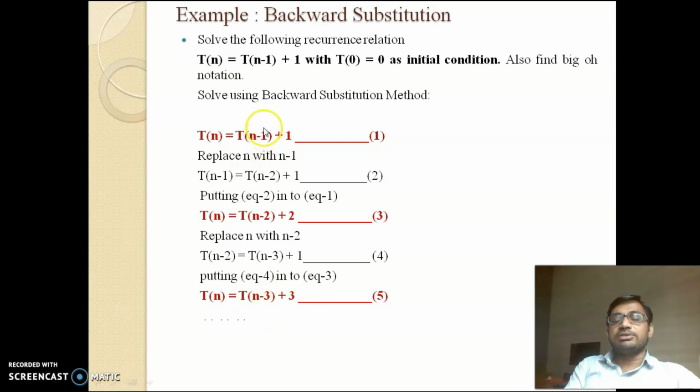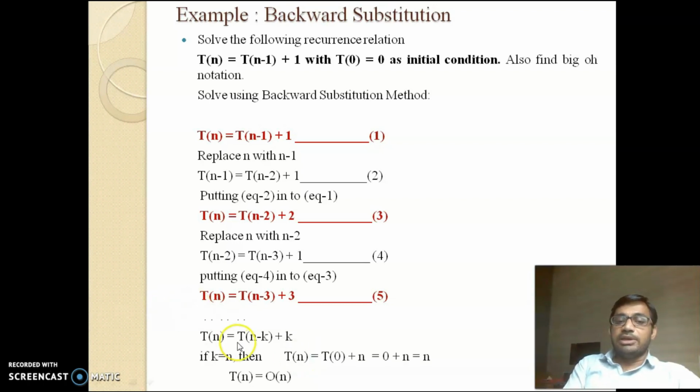In place of this constant value, we can put one constant k, suppose. Then the common form of this equation is T of n is equal to T of n minus k plus k. Right? Here the value of k is equal to 1, then 2, then 3, then 4, then 5, like that. Then the maximum value of k will be n. We can start from 1, but the maximum value of k will be n.